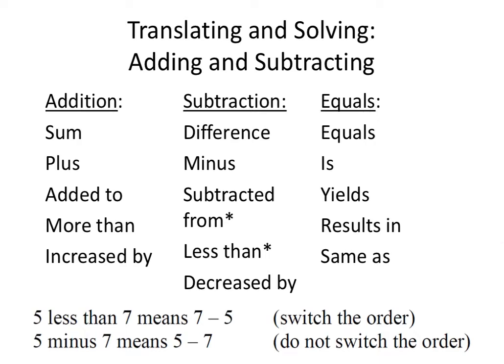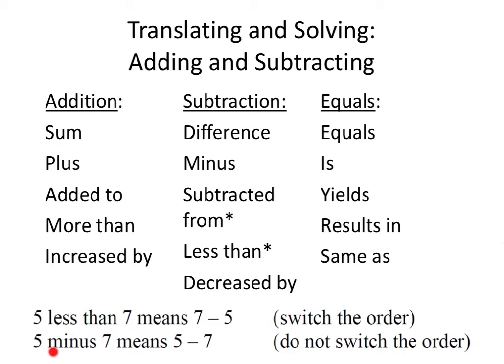Okay, so this one's good because we got the asterisk for subtracted from and less than, right? So, think about it like this. If I said 5 less than 7 means 7 minus 5. So it's kind of like it changes the order, right? Usually students would say, well, 5 less than 7, that's 5 minus 7. Well, it's not 5 minus 7 because you got to have the 7 first and then take 5 less than that, which is why it's actually 7 minus 5.